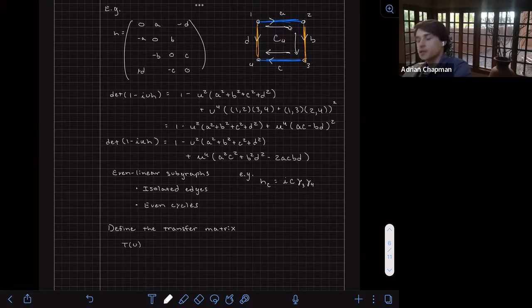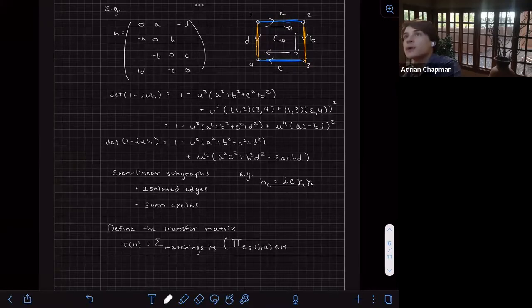So then I'm going to define the transfer matrix as the sum over all matchings M in the graph, of the product over a generic edge E, defined as JK, in the matching, and again order J less than K. Actually, let me not do that yet. And then say, this is minus U times H sub E.